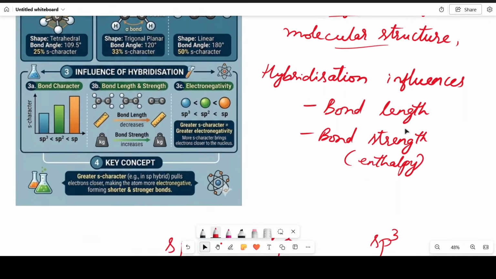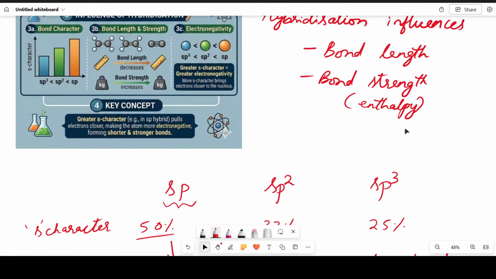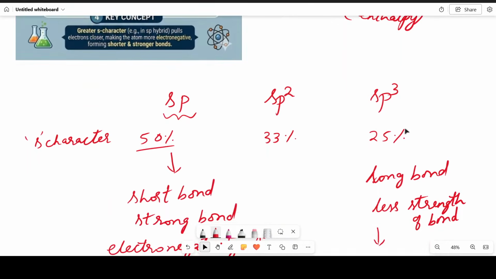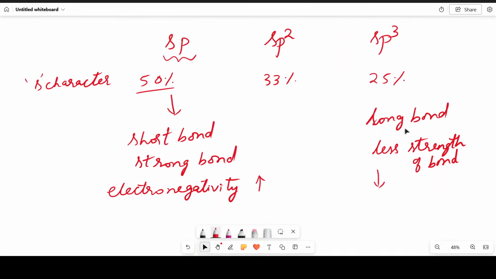Hybridization helps us to understand the bond length and bond strength. sp, sp2 and sp3 hybridization help us to understand the bond parameters such as length of the bond, strength of the bond, and electronegativities of the carbon atom that change because of the hybridizations.